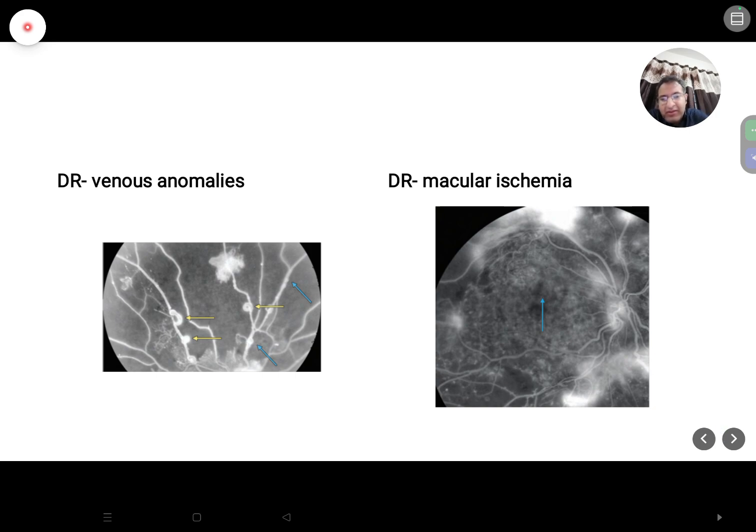So this is the looping of the vessel in diabetic retinopathy along with new vessels. New vessels are happening on both sides of the vessel, and this is also a classic example of looping. This is a leaking micro to macro aneurysm, and these are the leakage points, along with a capillary non-perfusion area. Macular ischemia.